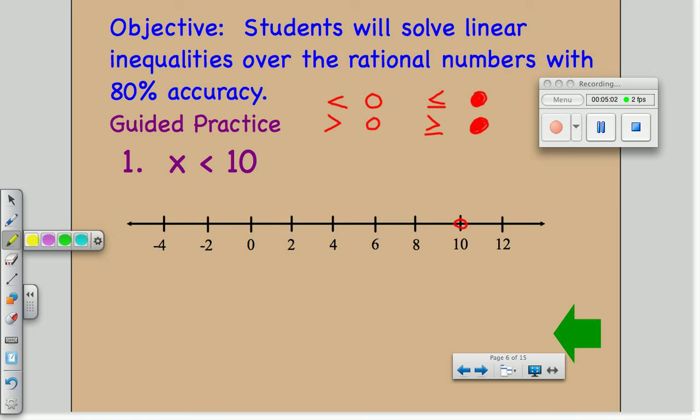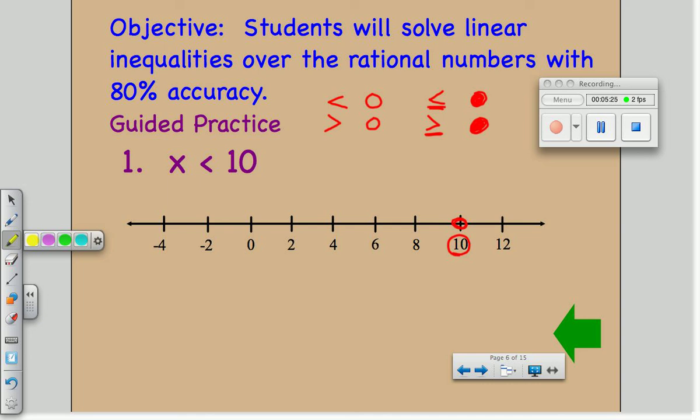Because if you're saying it's equal, that means this number would be a part of the solution. Okay? But this doesn't have that here. Do we have the equal? No, we do not. So, since we don't, we're going to circle the 10 here, but we're not bubbling it in. And I'm saying x is all numbers less than 10.